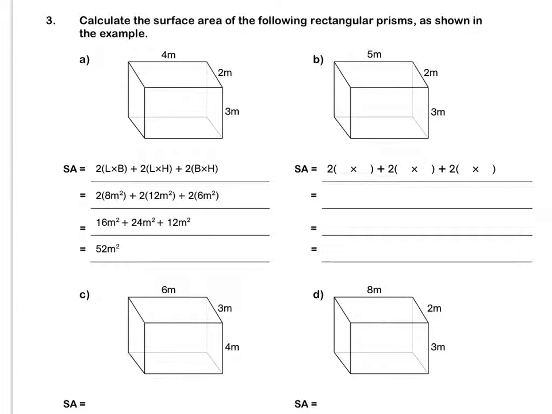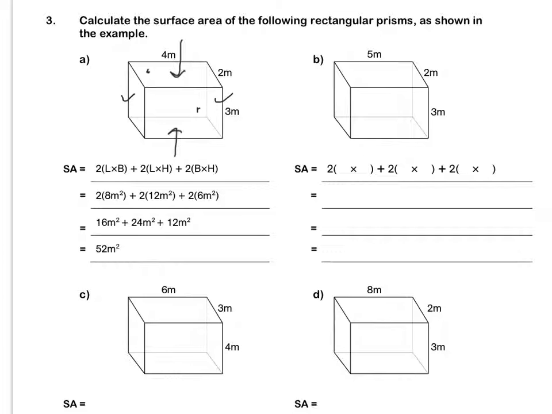For A, we see that the rectangular prism has a top and a bottom face which are identical. The area is equal to its length times its width. It also has a left and a right face which are also identical, and the area of those faces is equal to the breadth times the height. Lastly, it has a back face and a front face that are also identical, and their area is equal to the length times the height.